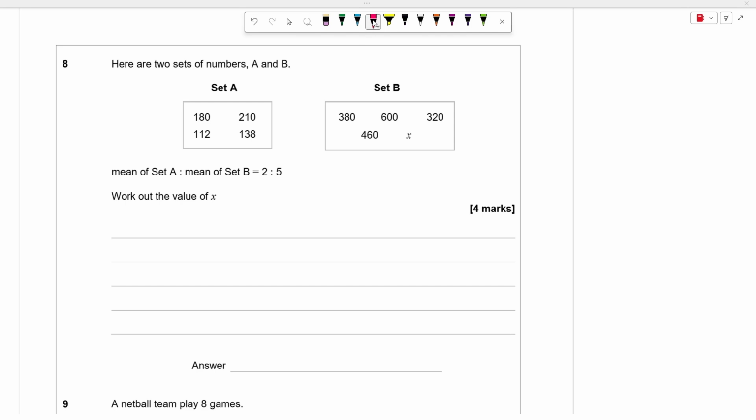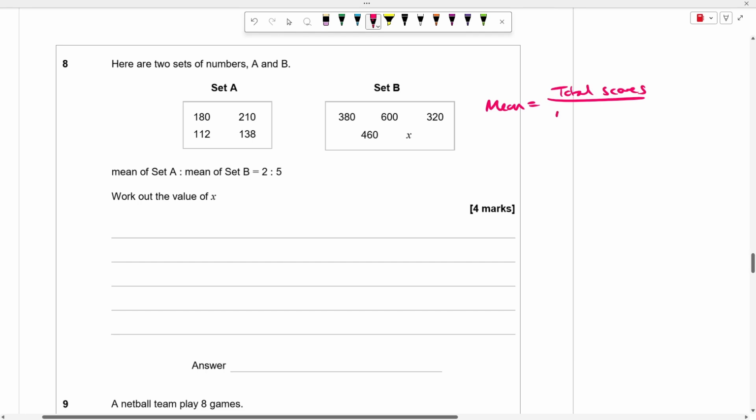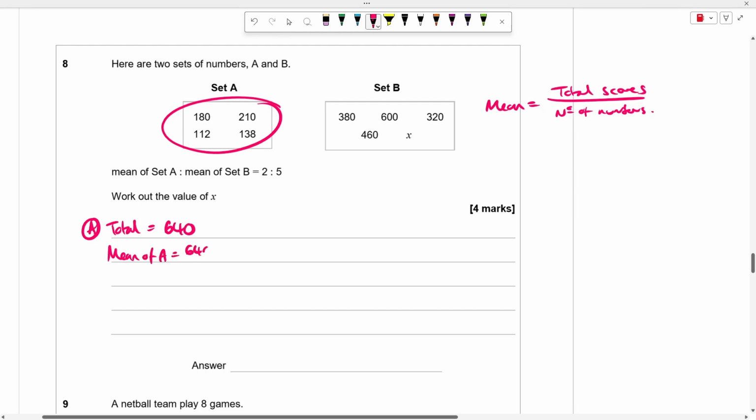In order to work out the mean, that's the total scores divided by the number of numbers that we have. Looking at set A, if I add up those 4 numbers, that's going to give me 640. So to work out the mean of A, that's 640 divided by 4, and that gives me an answer of 160. So that's the mean of A. I'll put a little box around that.